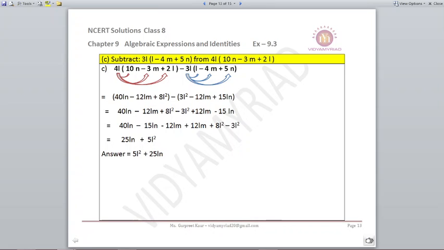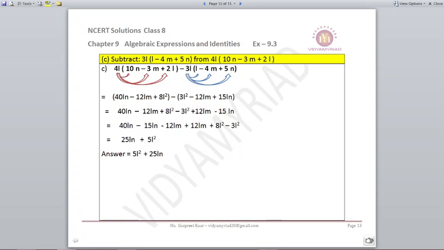So 4l into 10n, 40ln. 4l into minus 3m becomes minus 12lm. 4l into 2l plus 8l square. Okay, l into l, l square. Minus will remain minus. Now 3l into l, that is 3l square. Minus sign 3l into 4m, that is 12lm. And 3l into 5n is 15ln.